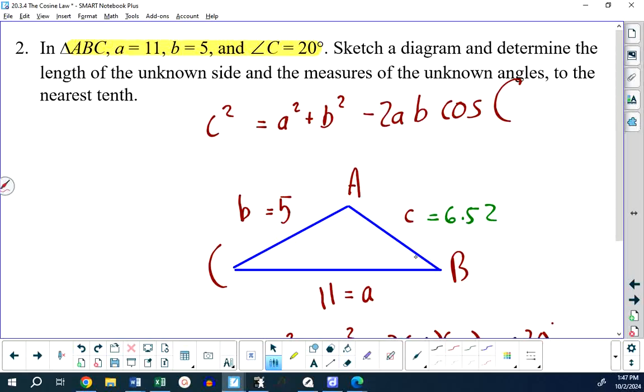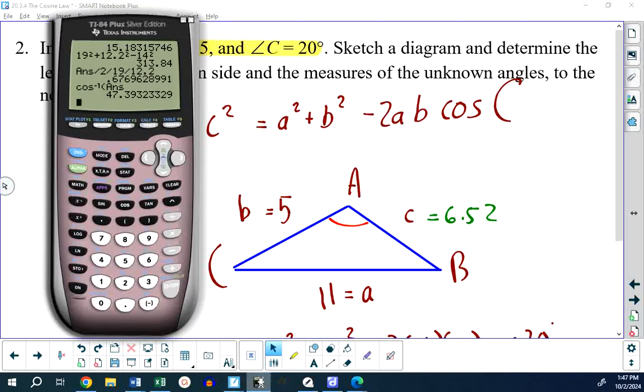Do you agree that this angle was in fact more than 90? Which means the sine law fails us when we find that angle with the sine law. It would not give us the right answer. We'd have to go, oh, that can't be right, and take 180 minus whatever it gave us. The cosine law doesn't fail us.